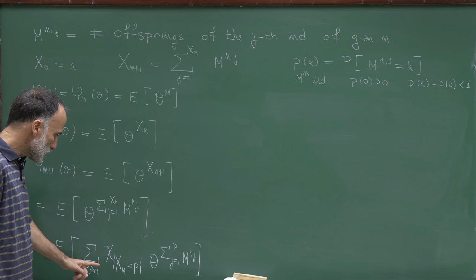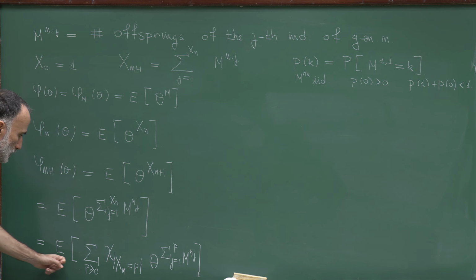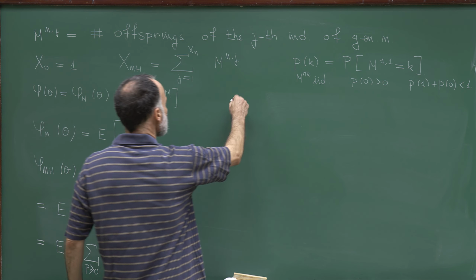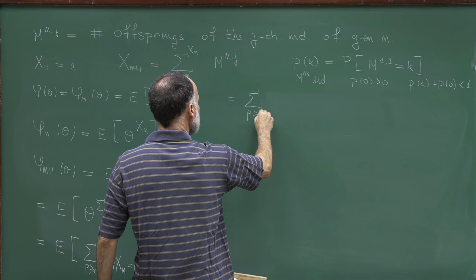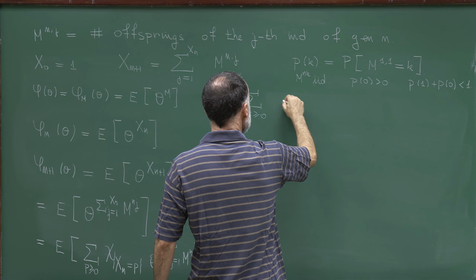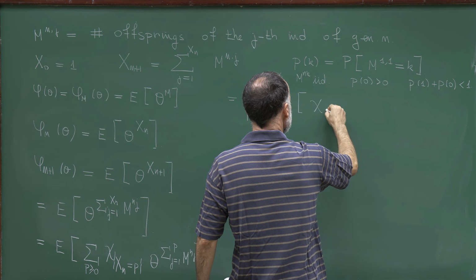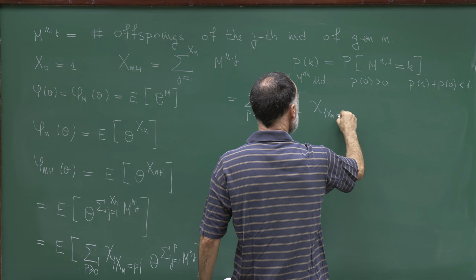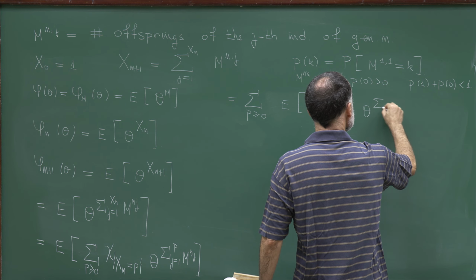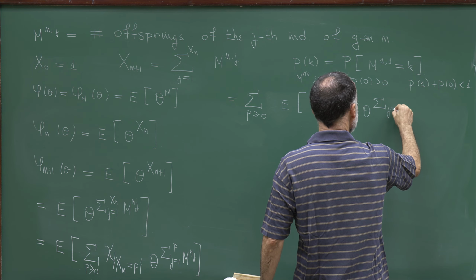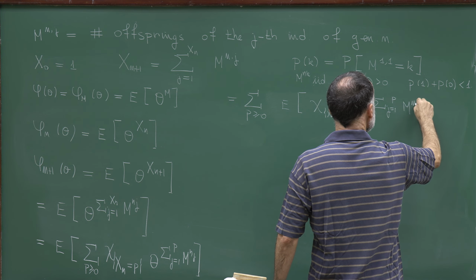Now, all these terms are positive, so I can exchange the expectation with the sum by Tonelli. So this is equal to the sum over p larger or equal than 0 of the expectation of the indicator that xn is equal to p, times theta to the power sum from j from 1 up to p of m n j.